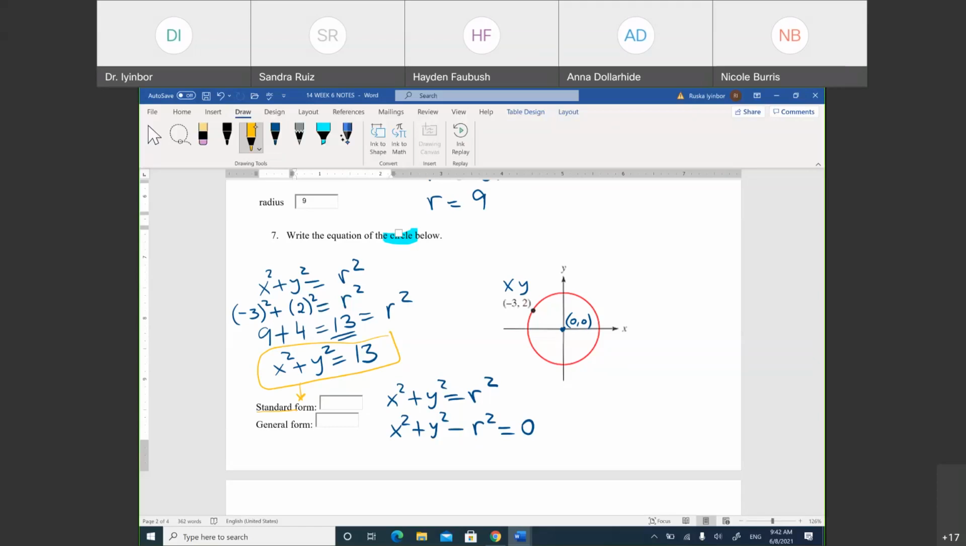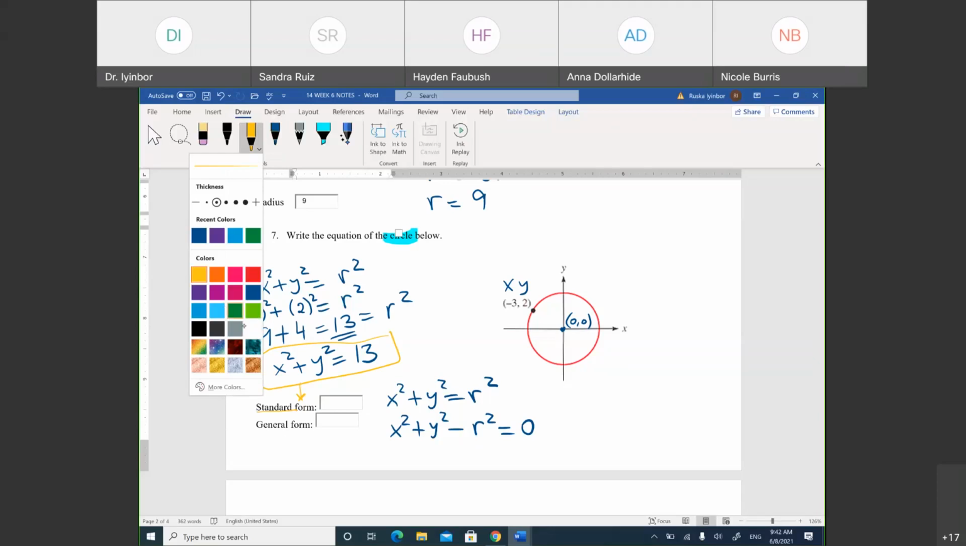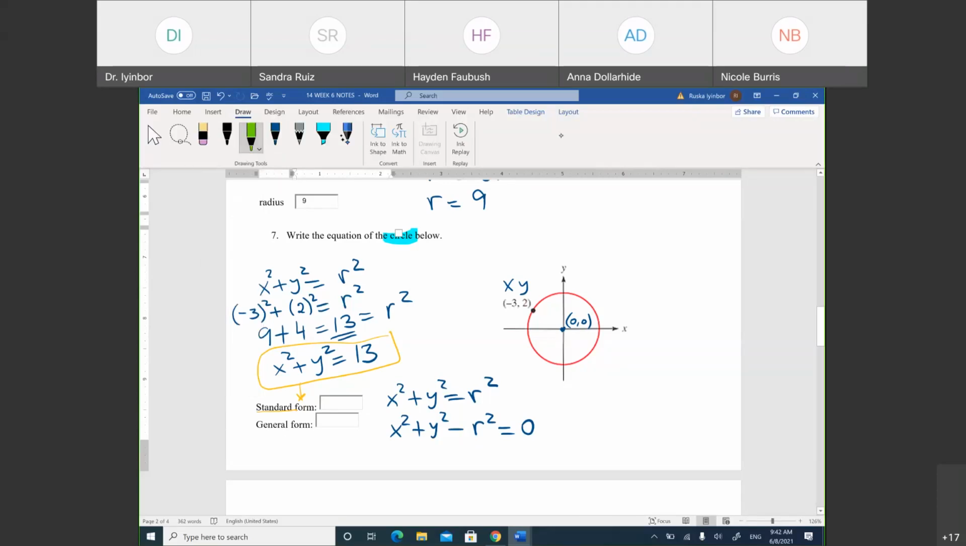Now, for general form, we have to move x and y in the same side and the number over. So when I subtract 13 on both sides to make it equal 0, the general form is going to be x squared plus y squared minus 13 equals 0. This is the answer for general form. Now, when you put your answer in Webassign, it's going to have a little math part on the side, so you can enter everything there. Okay?